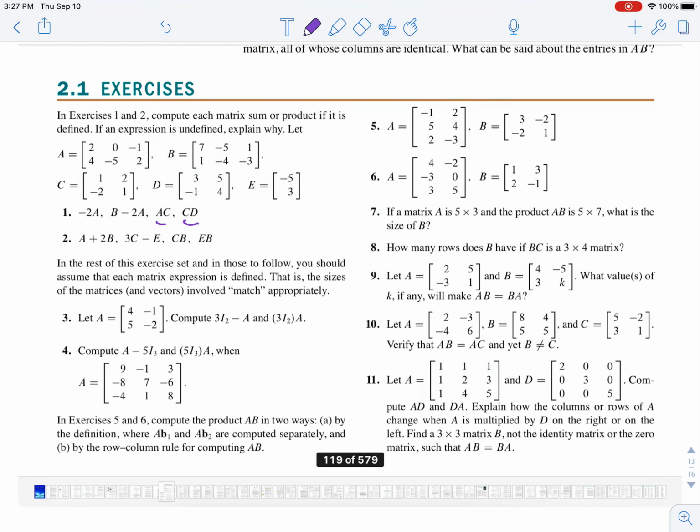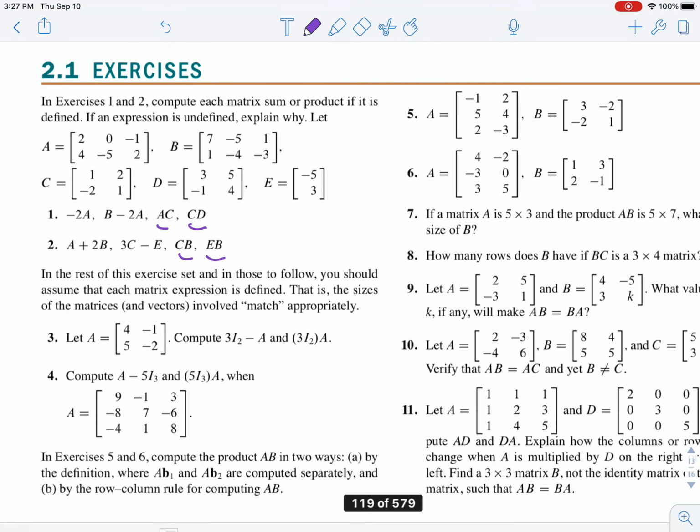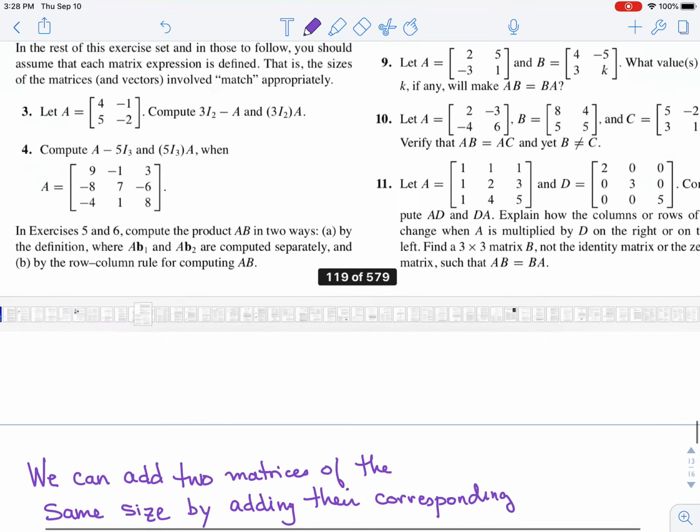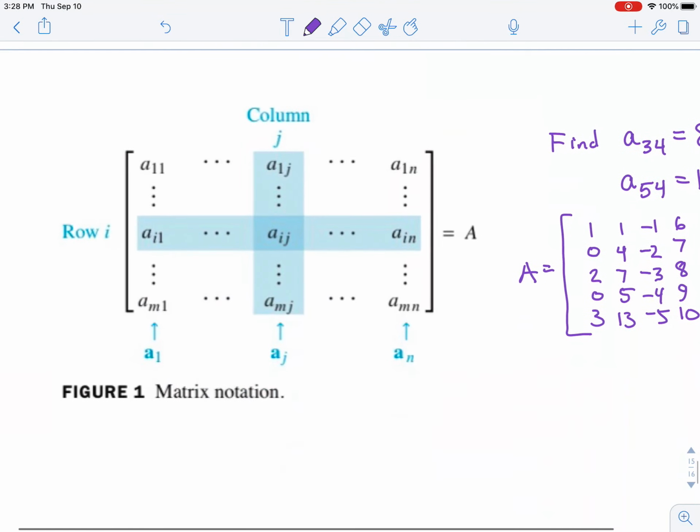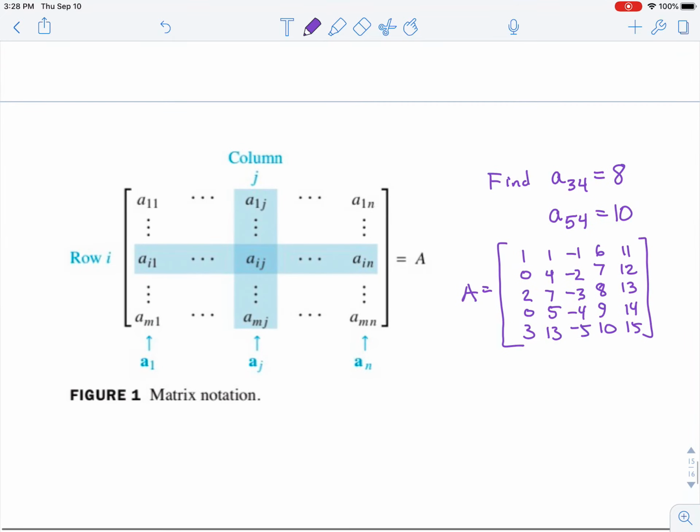So this question is saying we have A times C, C times D, C times B, and E times B. And we're going to see that sometimes these products are not even defined. And so that's what we're going to learn today. And so we'll come back to that in a second. But for now, I want to just talk about some notation that we might use in this course.